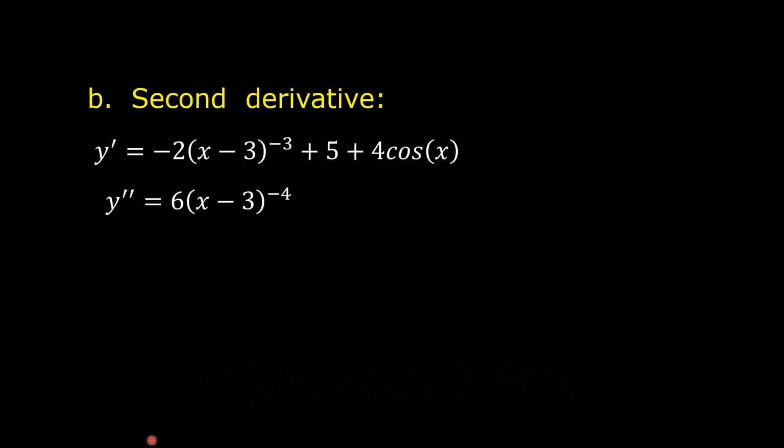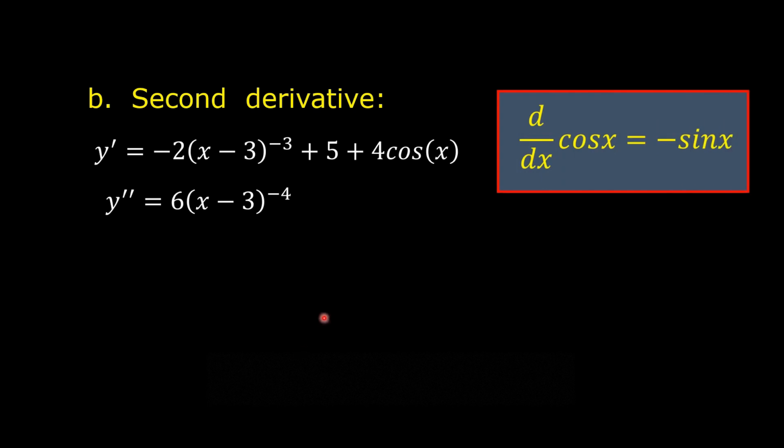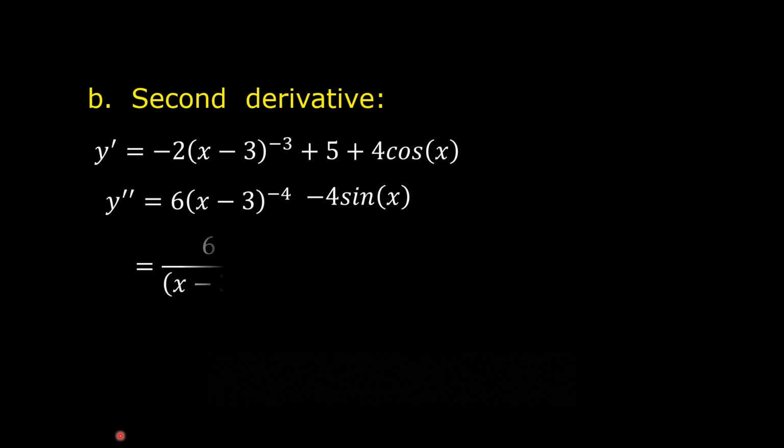And then, in one of the videos in this channel, we learned that the derivative of cosine x with respect to x is equal to negative sine x. So, this is equal to negative 4 sine of x. Let us make this exponent positive. So, this is equal to 6 over the quantity x minus 3 raised to the exponent of 4 minus 4 sine of x.